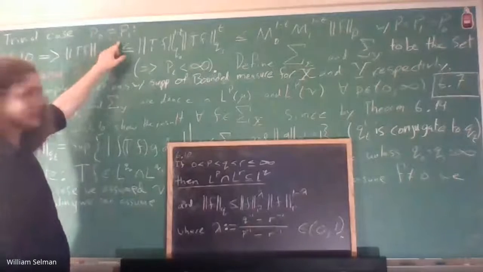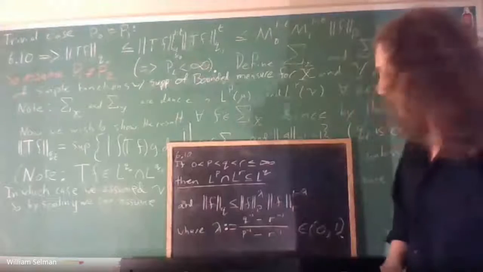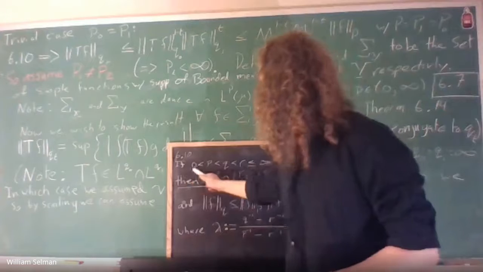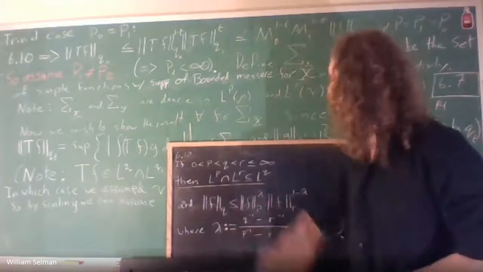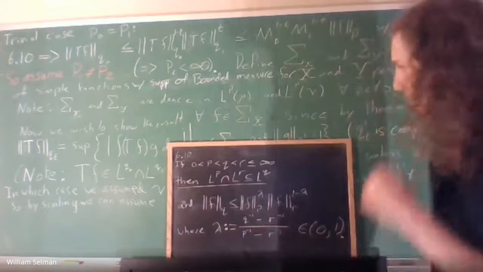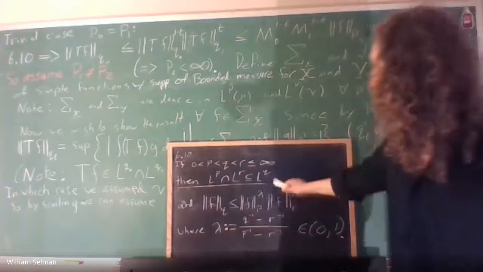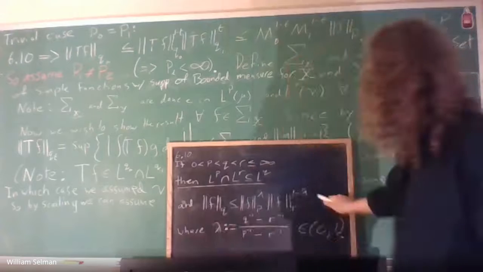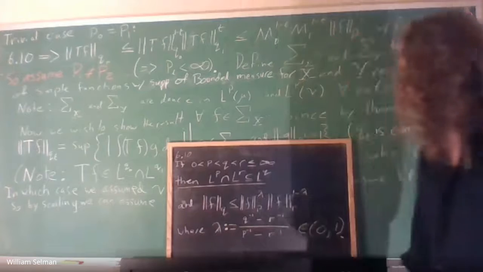So for the trivial case, we're going to assume that P naught equals P1. And we remember, as we proved a couple videos ago, Theorem 6.10: if we have 0 is less than P, Q greater than P, R greater than Q, less than or equal to infinity, then the union of the LP and LR spaces is a subset of the LQ space, and the norm is bounded in this way, using this weird definition of lambda.